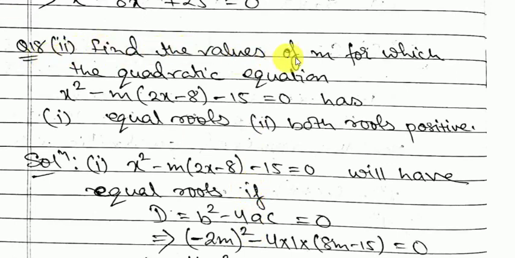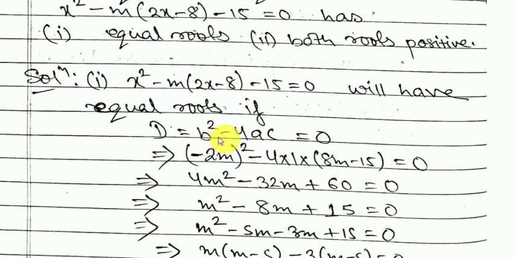18.2. Find the values of m for which the quadratic equation has equal roots, and both roots positive. Now, a quadratic equation has equal roots when the discriminant is 0. So for number 1, this is a quadratic equation and it should have equal roots. So this will have equal roots if the discriminant is 0. That means b square minus 4ac should be 0.